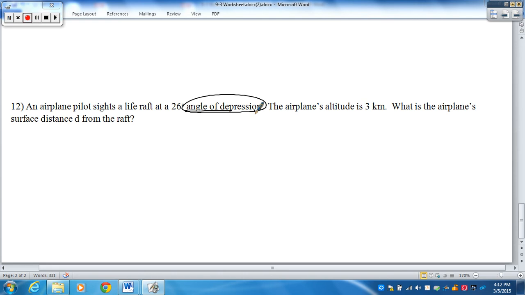So the first thing I'm going to do, go ahead and show your angle of depression. This is my angle of depression right here. I start with my horizontal line, draw the line downward, 26 degrees. Okay. The airplane's altitude is 3 kilometers. So if this is my airplane right here, okay, don't make fun of my airplane. All right, here's my life raft down here.